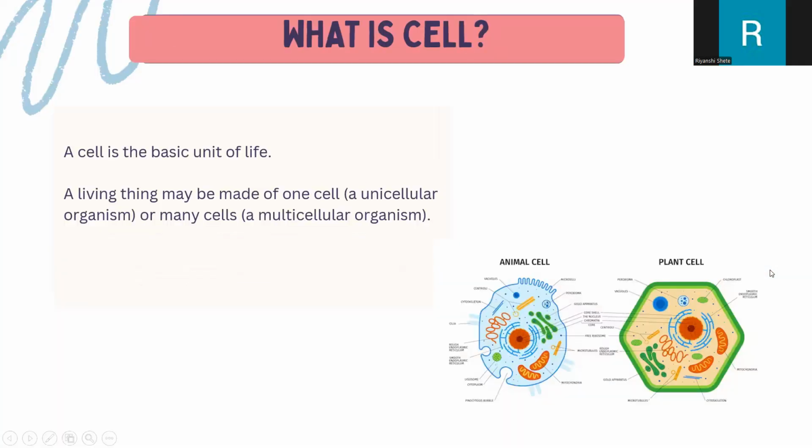Next is, what is a cell? As we have learned in the previous video, the cell is the basic unit of life. All living things are made up of cells. That might be a unicellular organism or a multicellular organism. In this, I have explained the animal cell and the plant cell. Here you can differentiate between the animal cell and the plant cell easily.